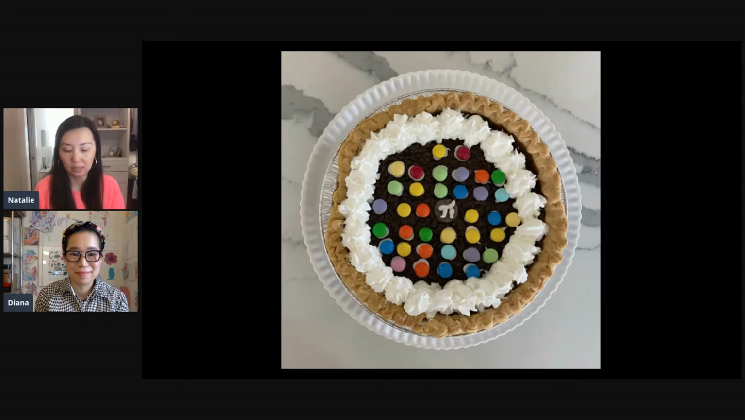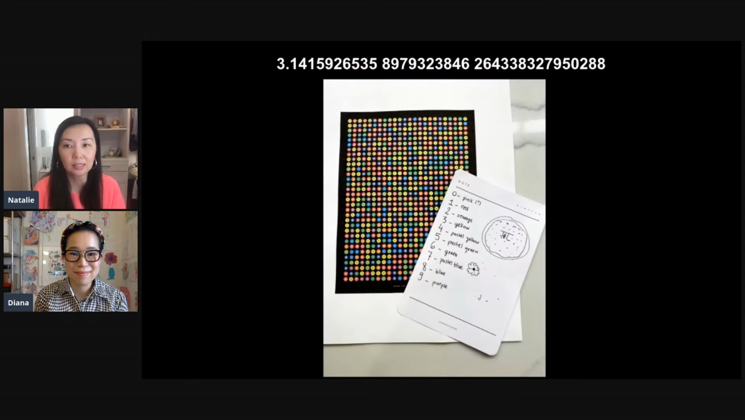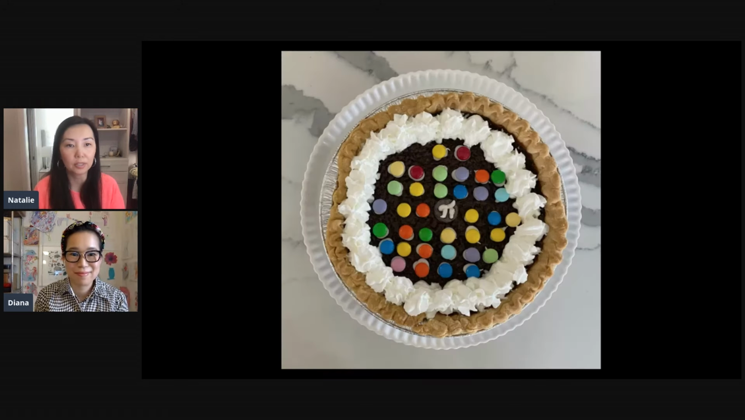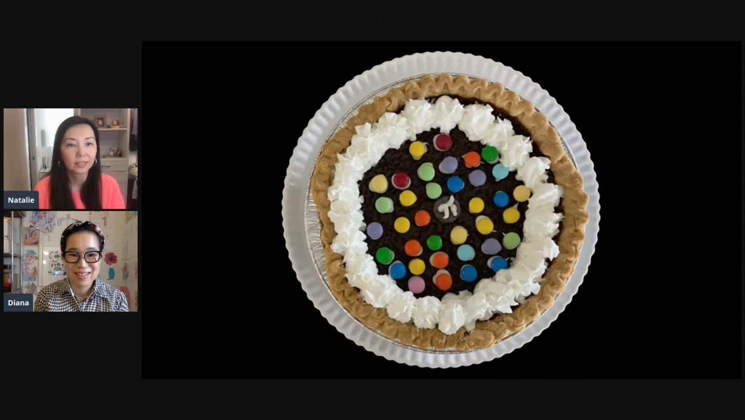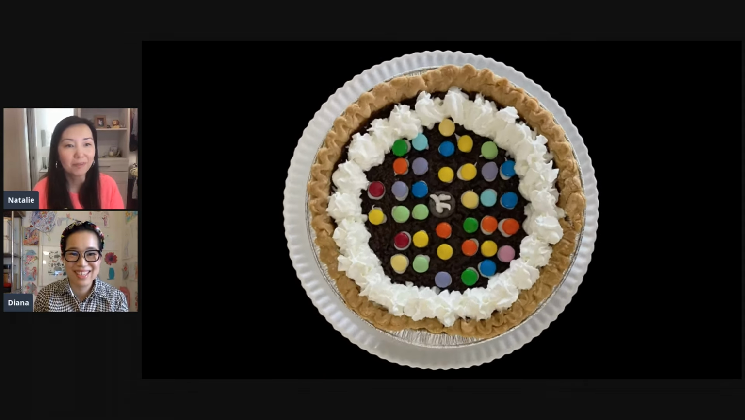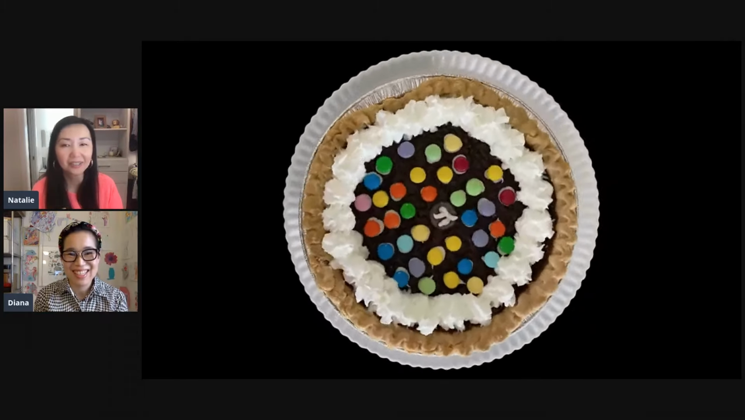And so you can see, this is the pie right here. And you can see at the top right there, that's 36 digits. So we went 36 digits for the pie. And we just put the pi symbol right in the middle. And here we go, pie for Pi Day. Isn't it cute? It's beautiful.